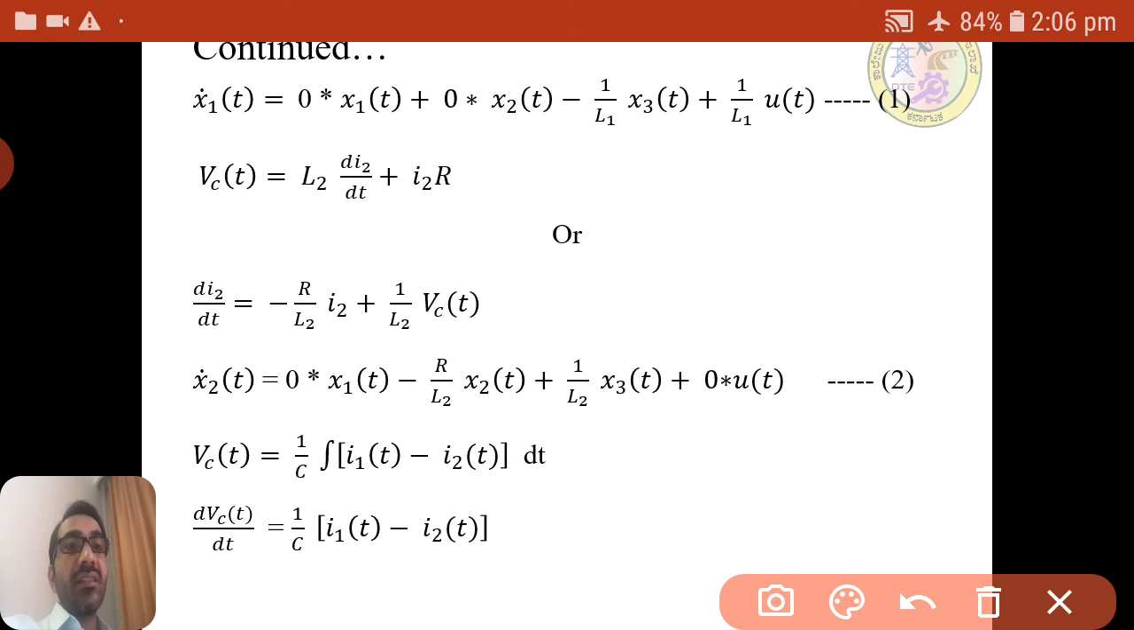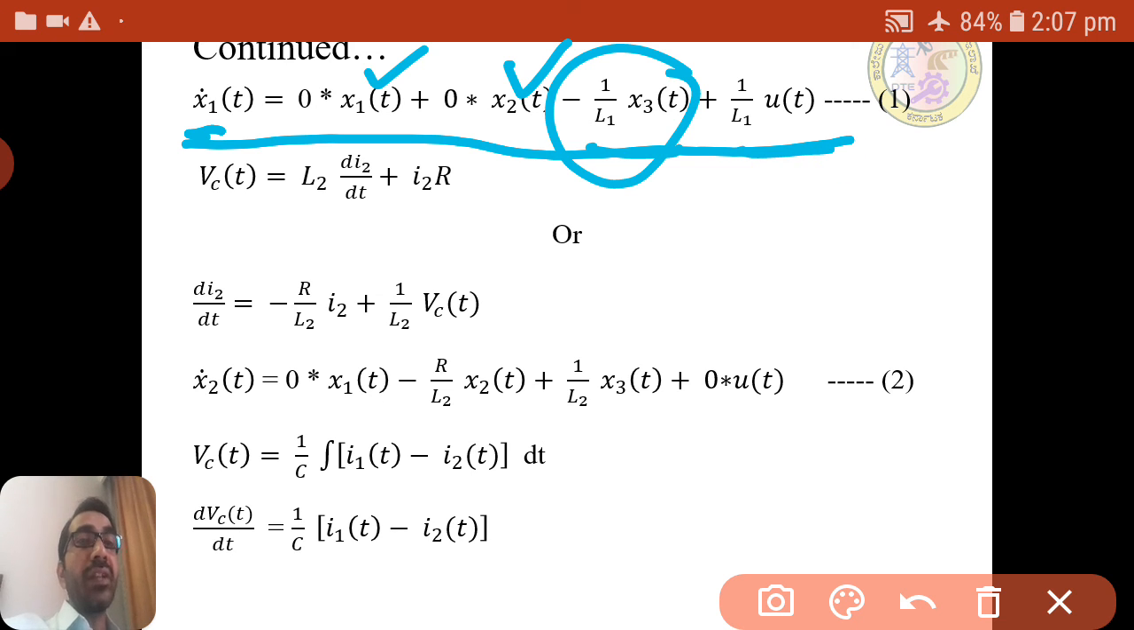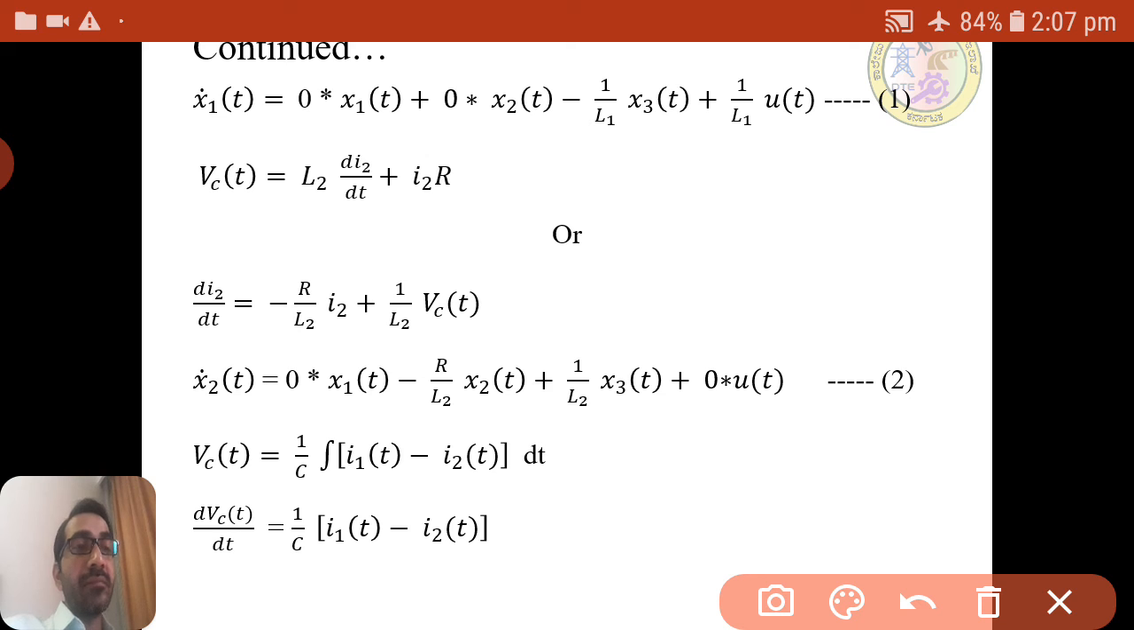Okay, so here if you write the coefficients, x1 dot of t is equal to the derivative of i1 by dt, so x1 dot of t is equal to 0. There is no x1 term, there is no x2 term, only the x3 term is there: minus 1 by L1 into x3 of t, and plus 1 by L1 into u of t, because u of t is there and the x3 term is there. So that is equation 1.